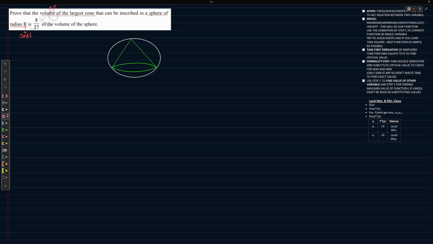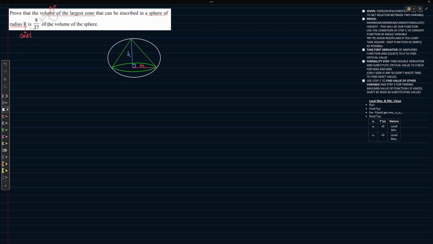So let the radius of the base of the cone is r. Small r लिखेंगे because capital R is already used. Let the height of the cone is h. Okay. This is 90 degree.